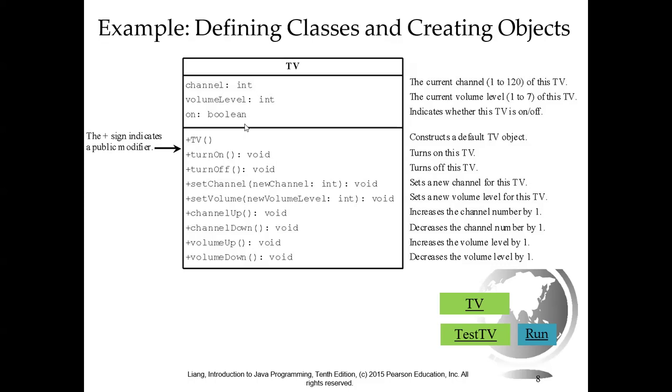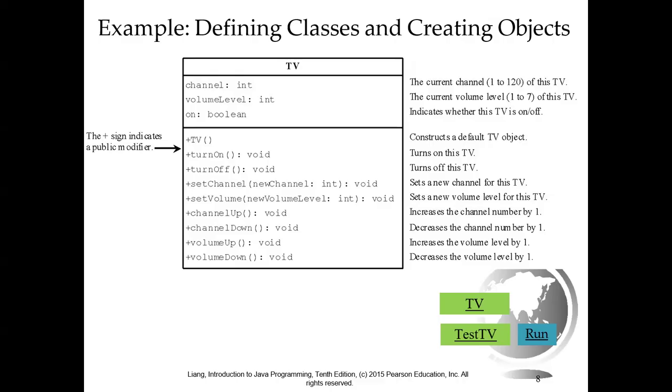And then we can have a third data field that is on. We set it as a Boolean variable because it only indicates whether the TV is on or off, since there are only two states, right? We can use the Boolean because for Boolean variables, we only have two concrete values that can be assigned. One is true, the other one is false. So it can naturally indicate whether a TV is on or off.